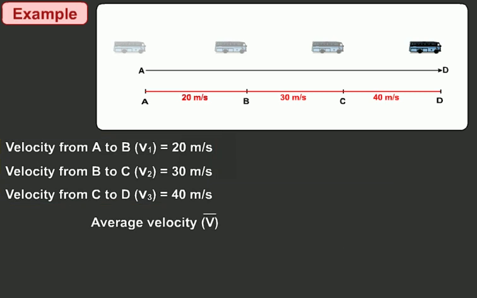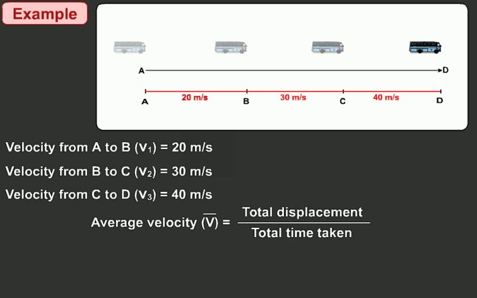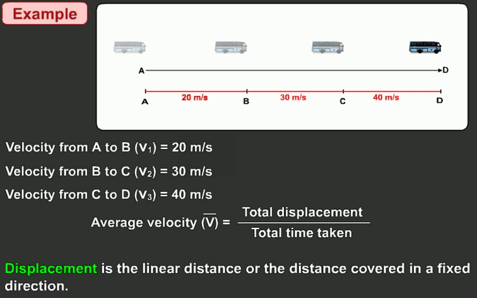So, the average velocity is more accurately calculated from the ratio of the total displacement of the bus to the total time taken by it for the displacement. Students, you know that displacement is the linear distance or the distance covered in a fixed direction. Here we note the total time taken by the bus while moving from A to D and the linear distance between the points A and D in order to calculate the average velocity of the bus while moving from A to D.